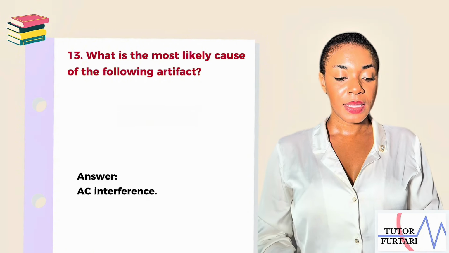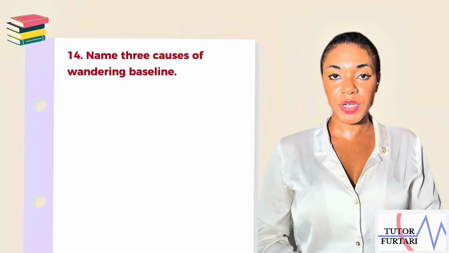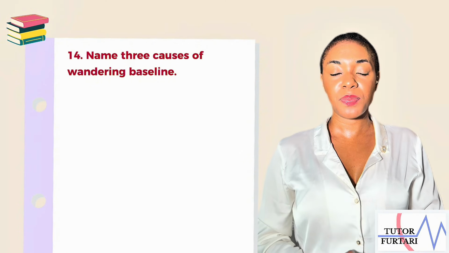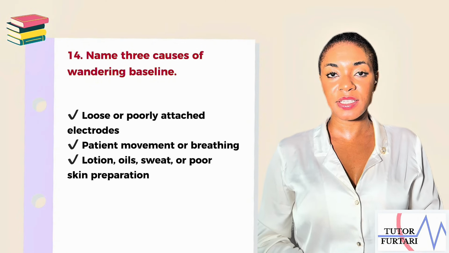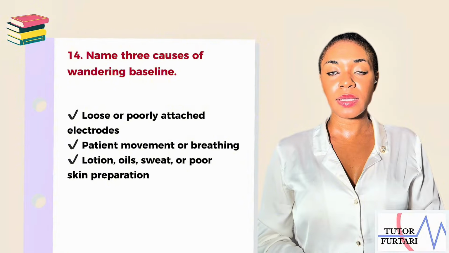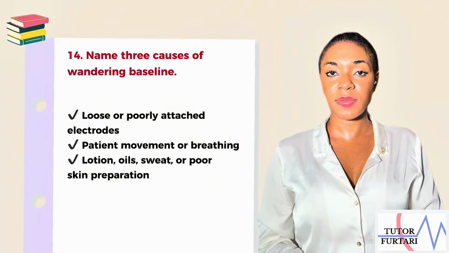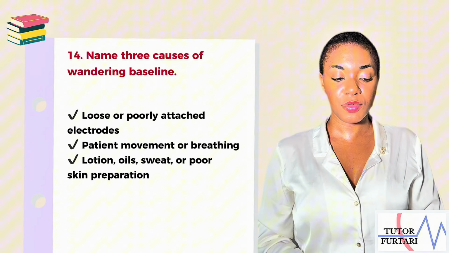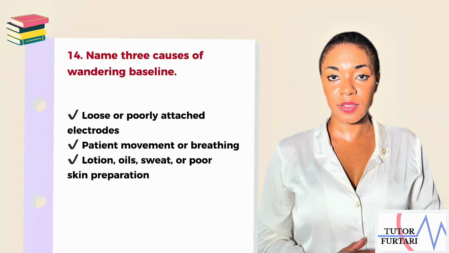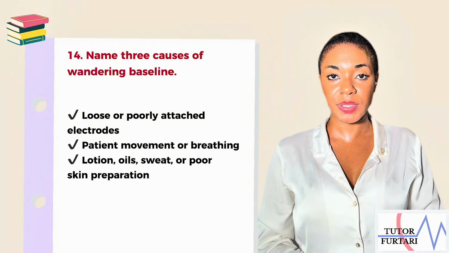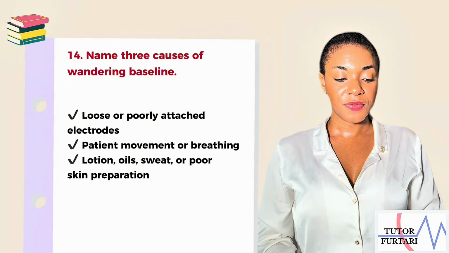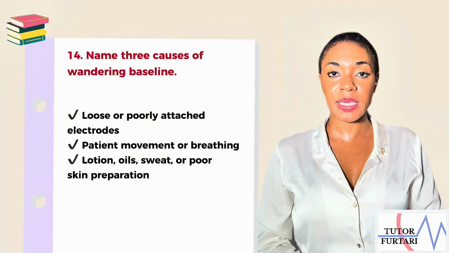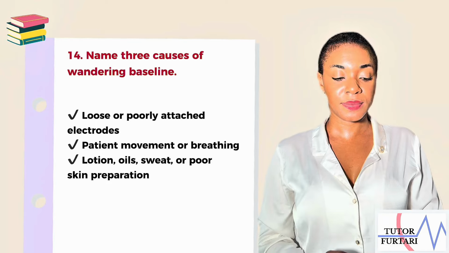14. Name 3 causes of wandering baseline. One would be loose or poorly attached electrodes, oil or lotions on the skin of the patient, and patient moving or breathing. Those could be reasons for wandering baseline. Another would be expired electrodes.